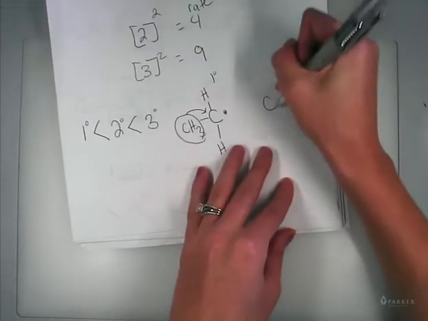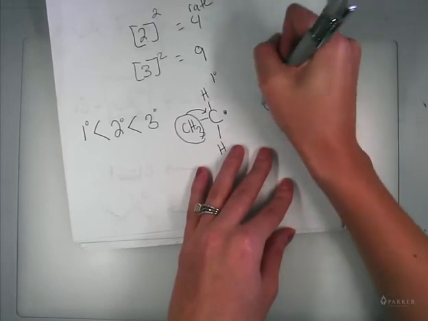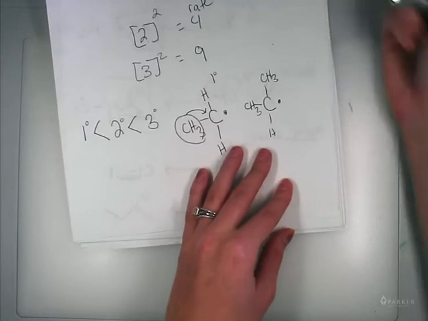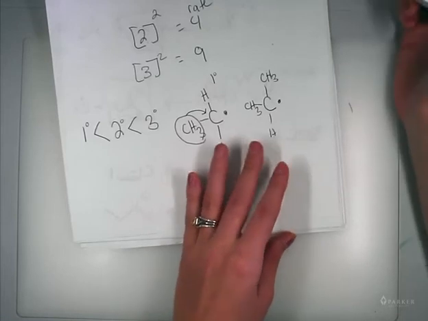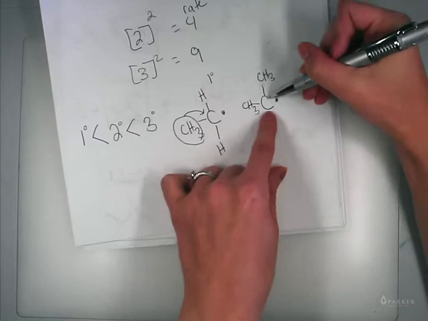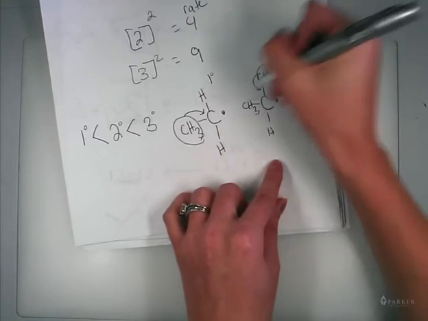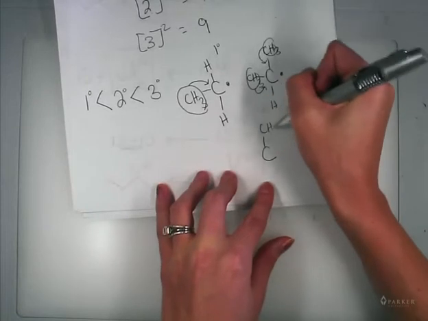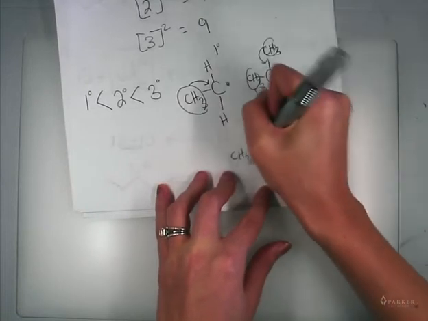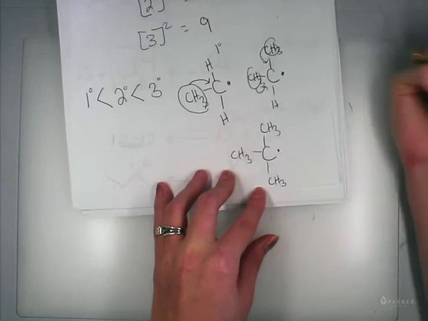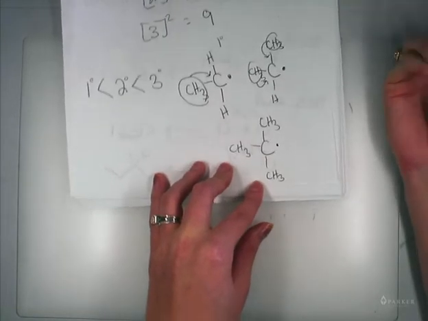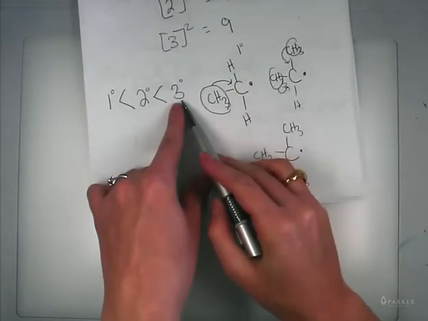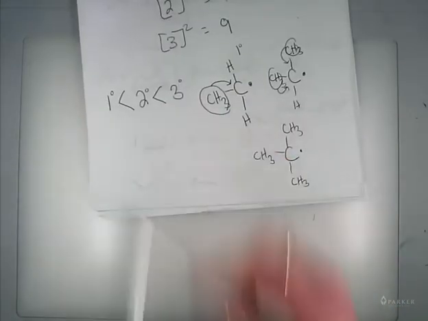Now let's look at a secondary. So I'm just going to use methyls right now. Okay? Now how many carbon groups can be used to stabilize this reactive carbon? 2. Can move closer. That one can move closer. Now if I have tertiary, how many do I have? 3. Okay? So that's why tertiary is always the most stable, then secondary and primary.